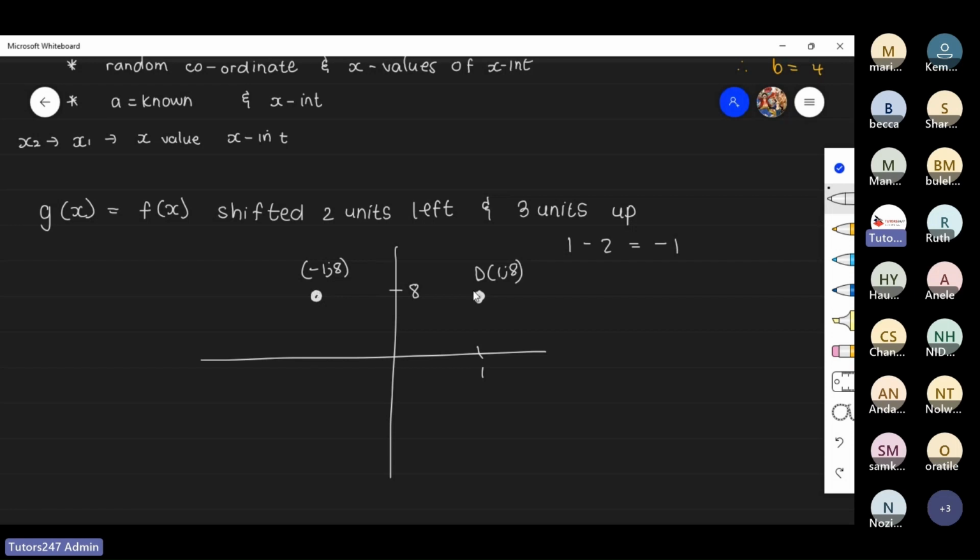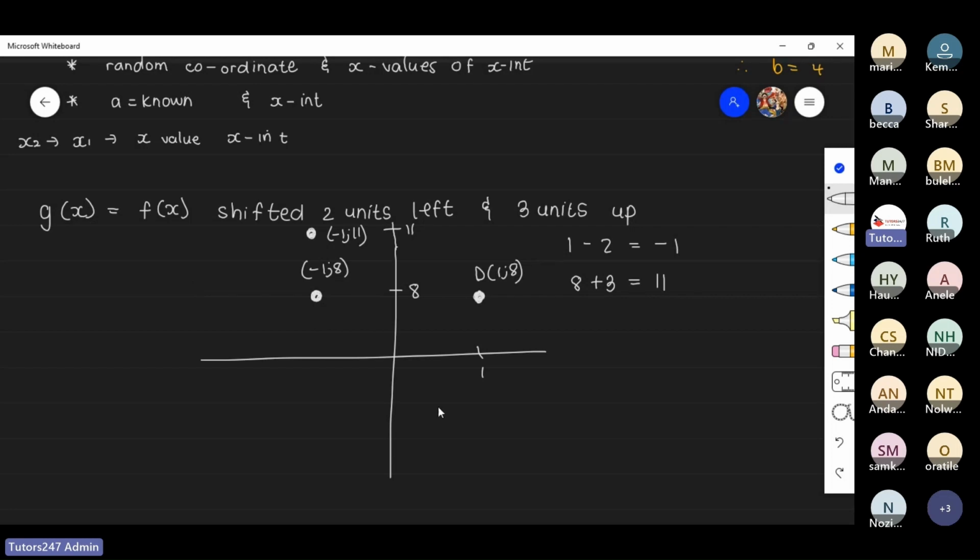If we were then to shift 3 units up, so we're starting at 8, we add 3 to go up. That gives us 11. So our new point would then be on -1 and 11. So that's how we can shift a point. You can do it in stages. You can shift horizontally first, then vertically, or you can shift vertically, then horizontally.